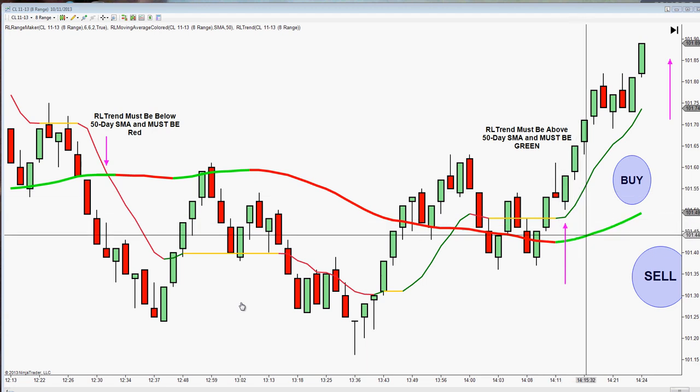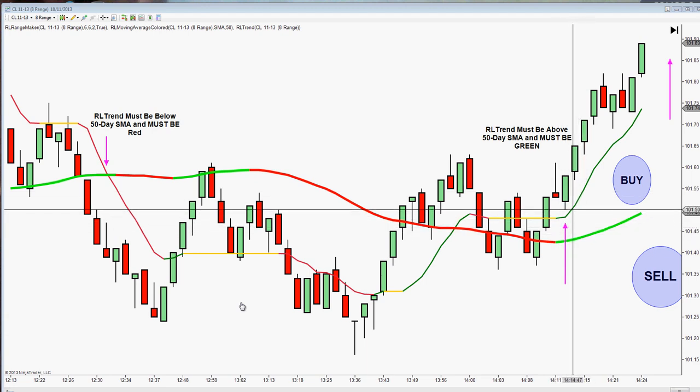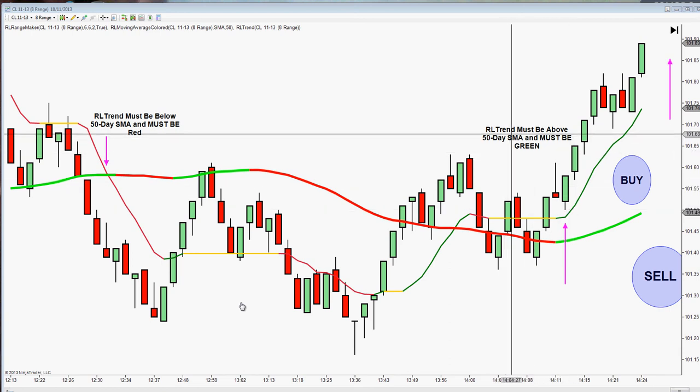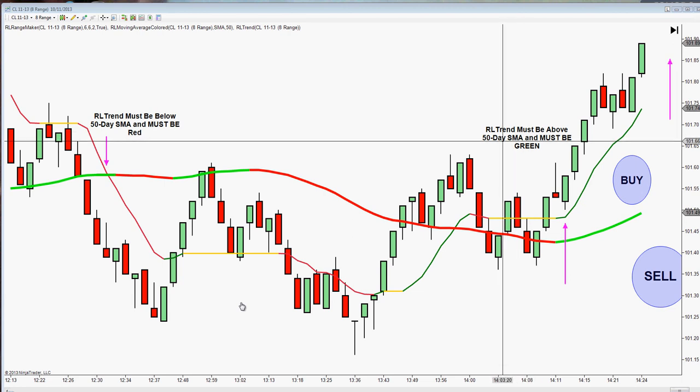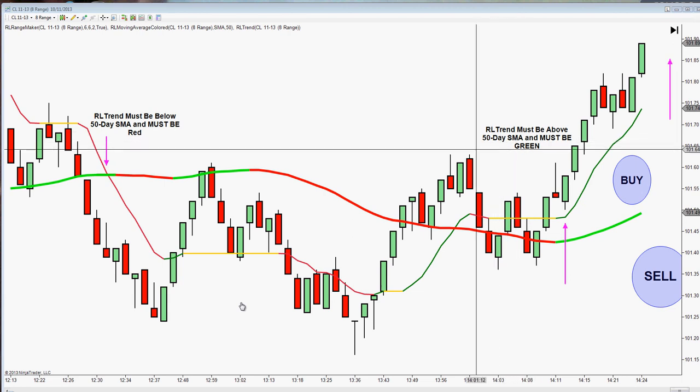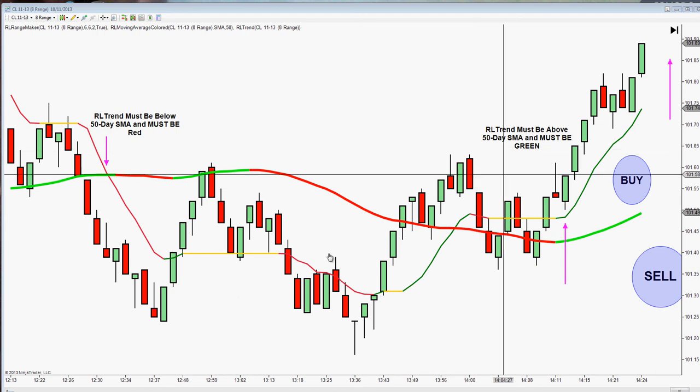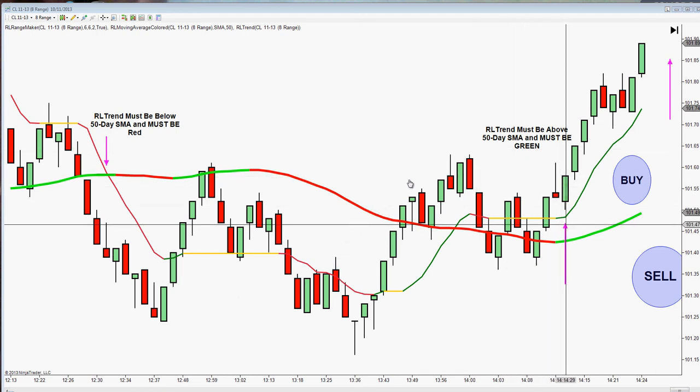So we have met two of the criteria which must be present in order for us to take a long trade. The RL Trend must be above the 50-day SMA and must be green. So if we got a signal here, and we may have, we just don't have the other indicators present, market structure would dictate that this is an appropriate place for us to take a long trade.